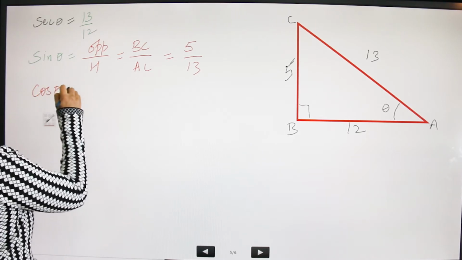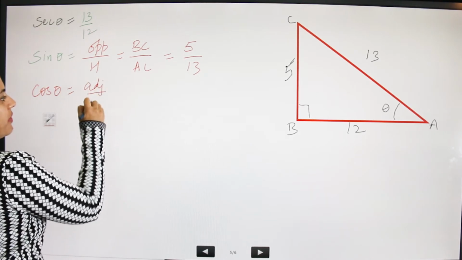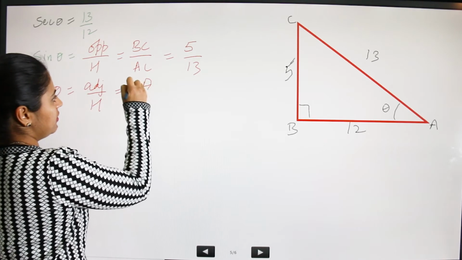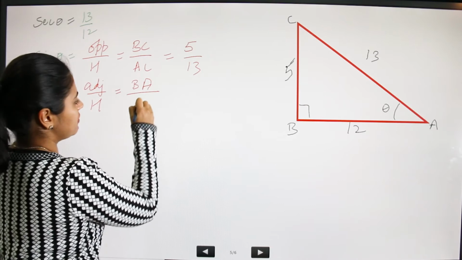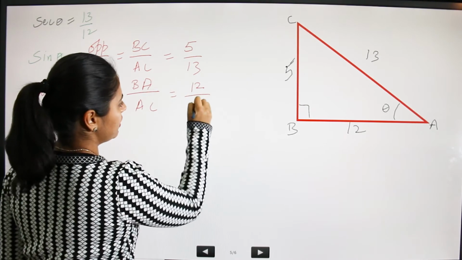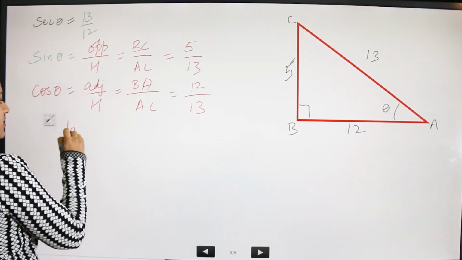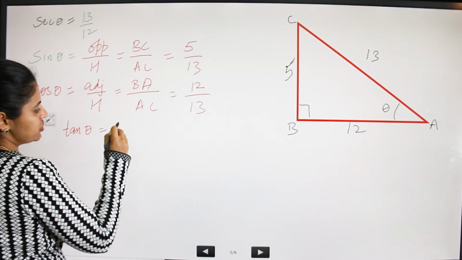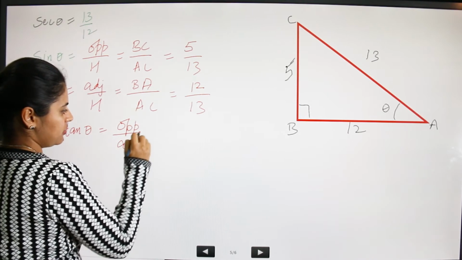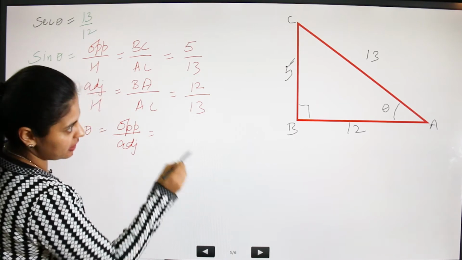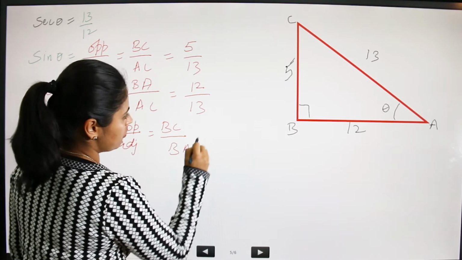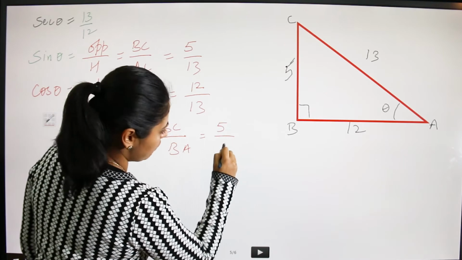Similarly, you're going to find cos theta, which is equal to adjacent divided by hypotenuse. For the adjacent you can write BA divided by the hypotenuse AC. BA is 12 and the hypotenuse is 13. Similarly, you can find tan theta. Tan theta is equal to opposite divided by adjacent. The opposite is BC and the adjacent is BA, so you're going to write 5 divided by 12.